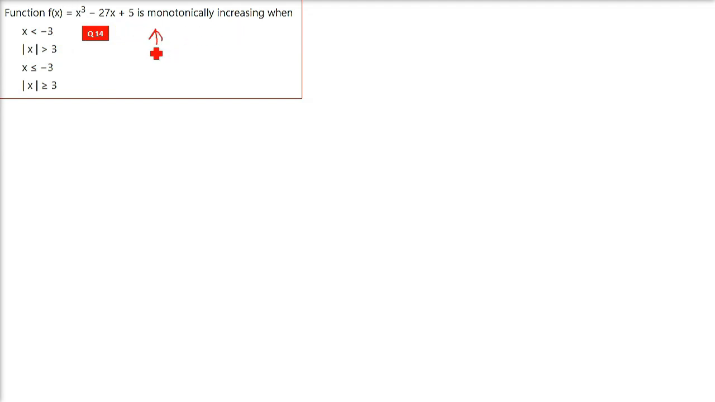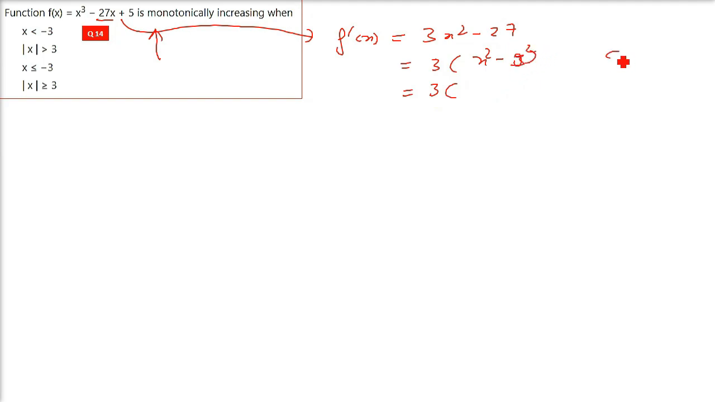So the question is saying that it is monotonically increasing. The concept here is, we'll differentiate first. That is the first thing we do. f'(x) is 3x square minus 27. So 3 you can take outside. It will be x square minus 9, and x square minus 9 is simply x square minus 3 square. That is (x minus 3) into (x plus 3). a square minus b square is (a minus b) into (a plus b). So (x minus 3) into (x plus 3). This is your f'(x).